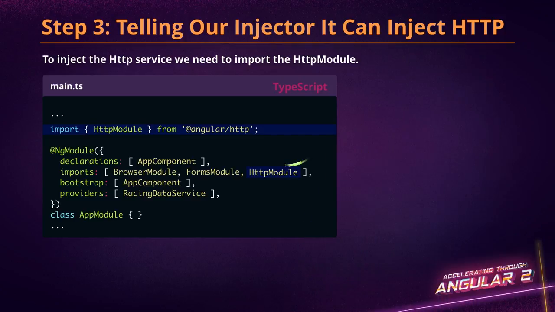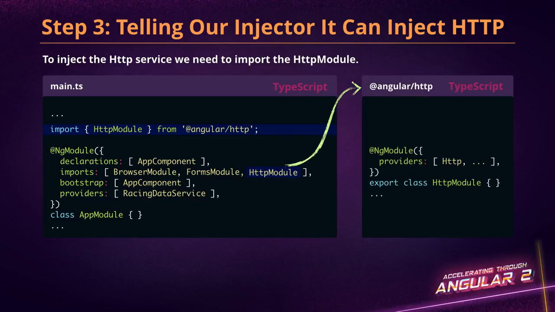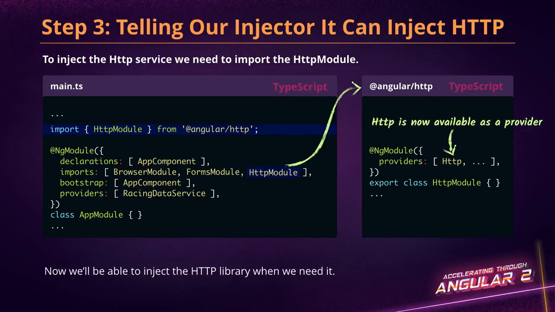Let's take a look. If we dive under the covers of the HTTP module, we'll see in there's another NgModule decorator, and inside it declares a list of providers, one of which is HTTP. Now we'll be able to inject the HTTP library where we need it.